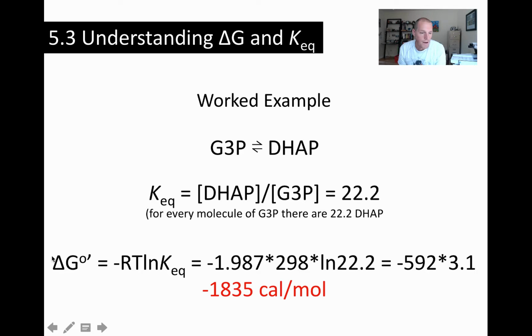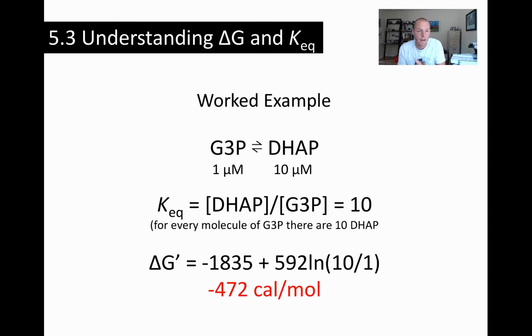And so if we calculate the standard free energy change here, we can use this equation: the negative universal gas constant times the temperature under standard conditions, multiplied by the natural log of the equilibrium constant. When we multiply that all out, we end up with this value here, negative 1,835 calories per mole. So the reaction goes spontaneously to the right under these conditions, and so that means DHAP would accumulate. But the conditions in the cell aren't standard conditions. The starting conditions aren't 1 molar DHAP and 1 molar G3P, so we've got to take a look at how that affects things.